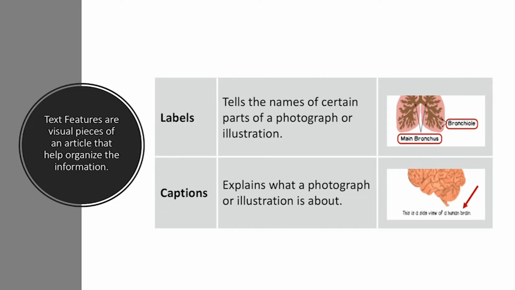Another common feature that we see is a caption. A caption explains what a photograph or illustration is about. Here, you can see that we have a picture of a brain. The caption explains that it's the side view of a brain. It says, this is a side view of a human brain. Without that caption, somebody could mistake this picture to be the front or back of a brain. The details given in a caption can be very important for the reader to understand what is actually taking place in that picture.